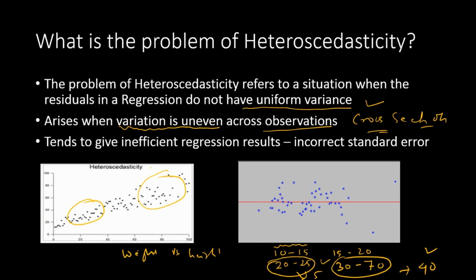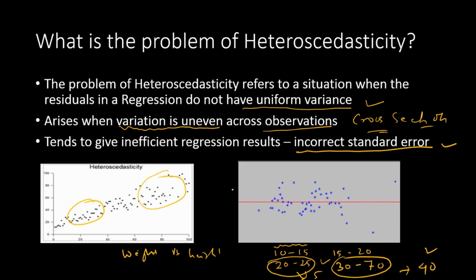So why do you really worry? Why do we ensure that it isn't present in the data? It tends to give inefficient regression results. So you will get incorrect standard errors. Incorrect standard error means your standard error is either underestimated or overestimated. Both are bad. You cannot interpret your results if you have incorrect standard errors.